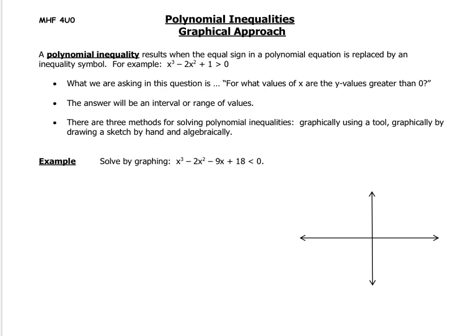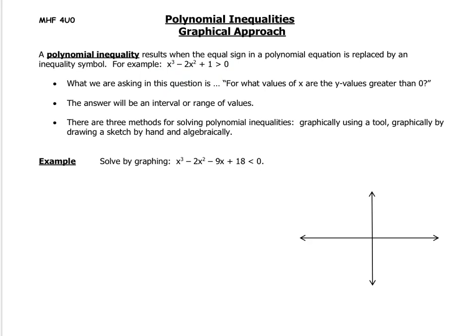So today we're going to look at solving polynomial inequalities graphically. First thing we need to know is that a polynomial inequality results when we have a polynomial equation and, instead of an equal sign, we have an inequality symbol, either greater than 0 or less than 0. So what we're asking in this question is, for what x values is this polynomial, x cubed minus 2x squared plus 1, greater than 0? When are the y values of this polynomial greater than 0?